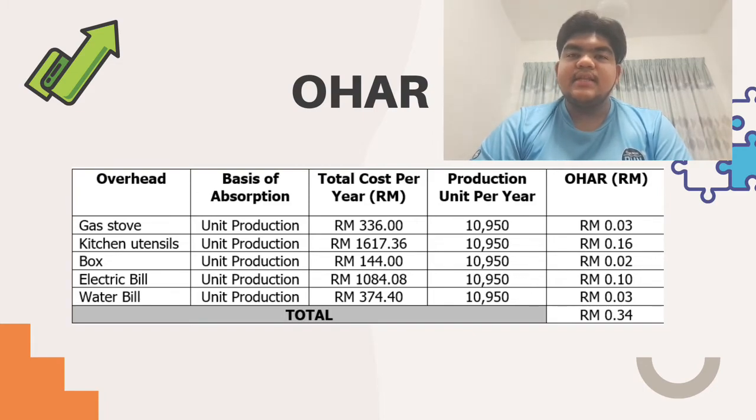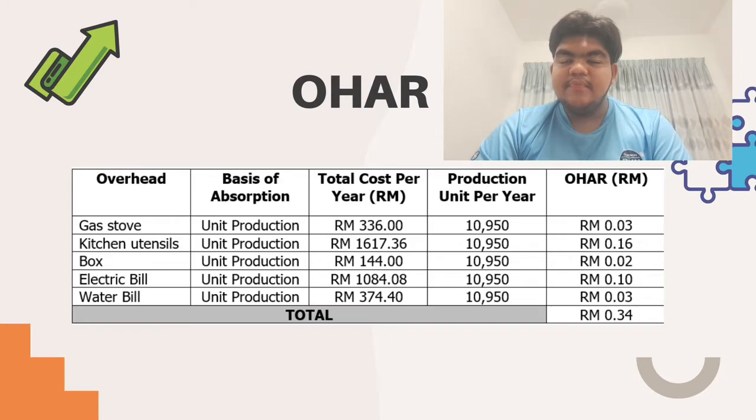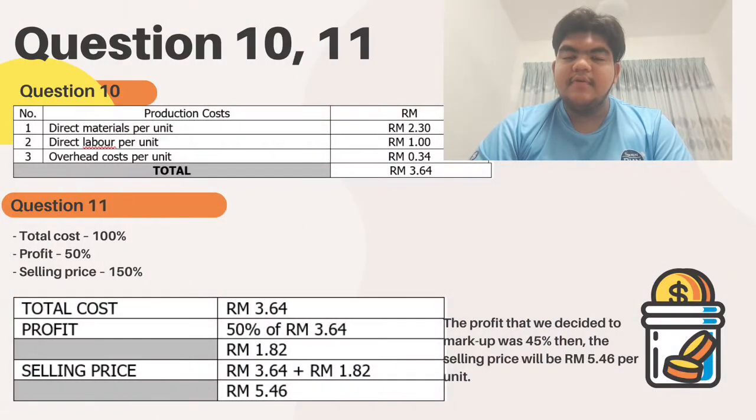Last item in the list of our overhead is water bill with total cost per year of RM374.40. Production unit per year of 10,950 and OHA of RM0.03. Lastly, our total overhead absorption rate is RM0.34.